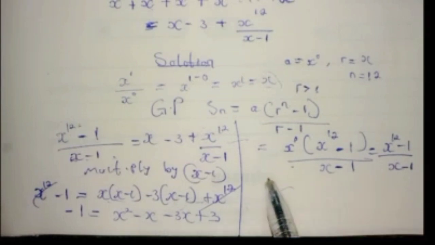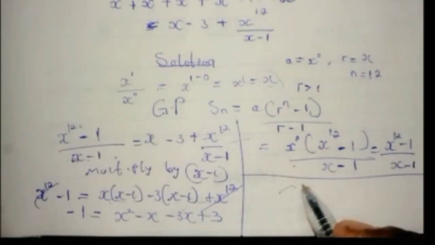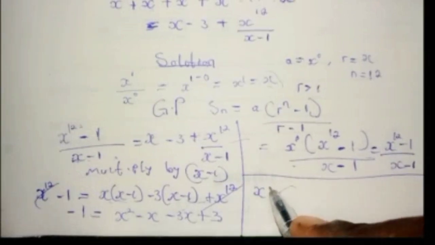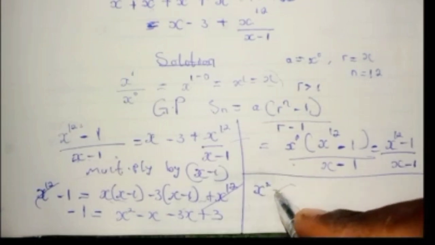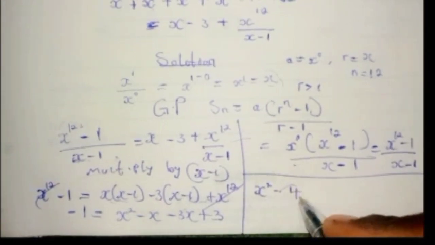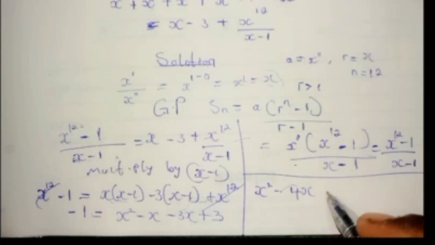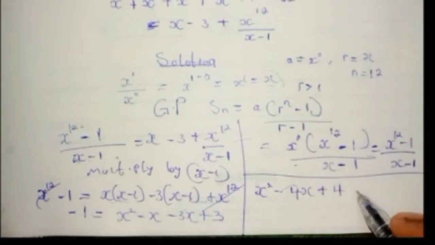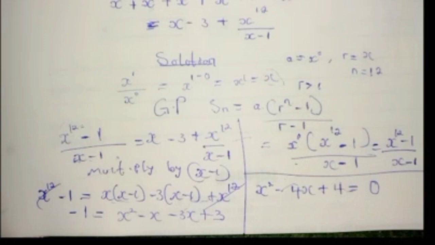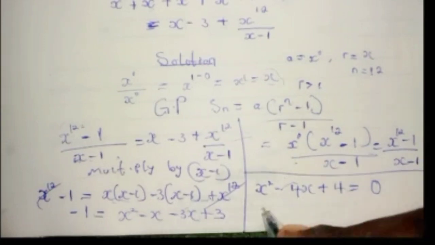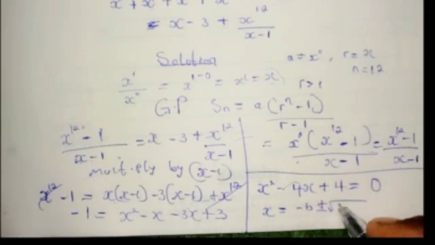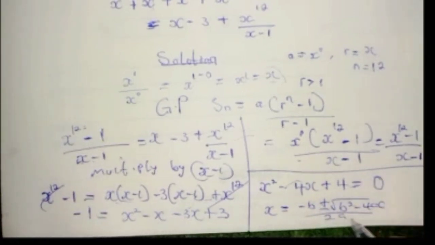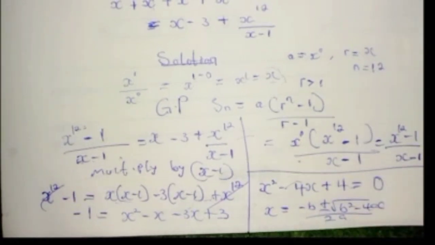So this has changed to a quadratic equation. Let's collect like terms and put it in the quadratic form. We have x squared minus 4x plus 4 is equal to 0. So the quadratic formula says x is equal to minus b plus or minus root b squared minus 4ac over 2a. You can use the factorization method, but I prefer using this method.